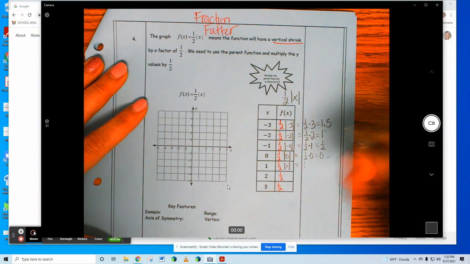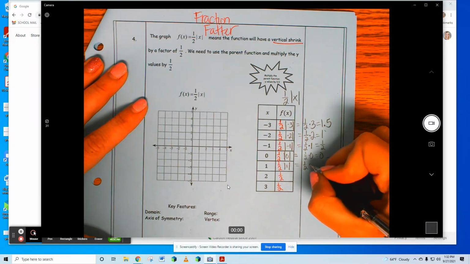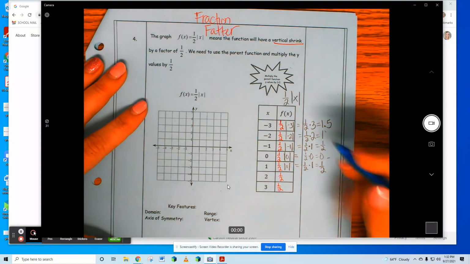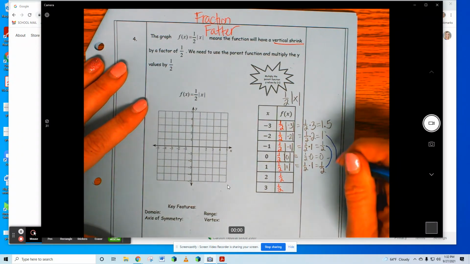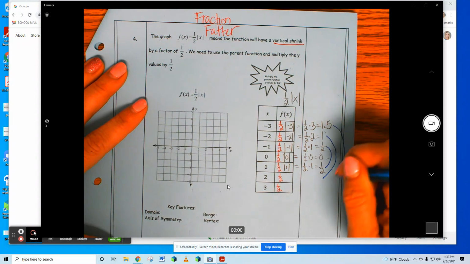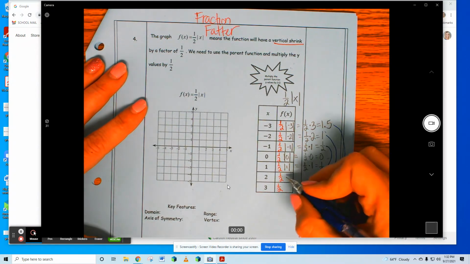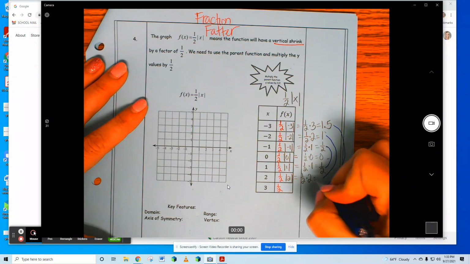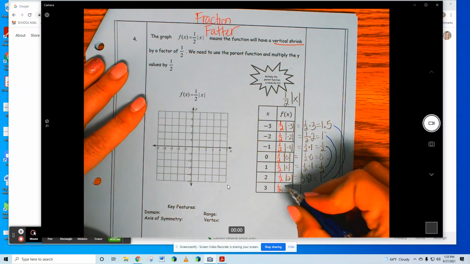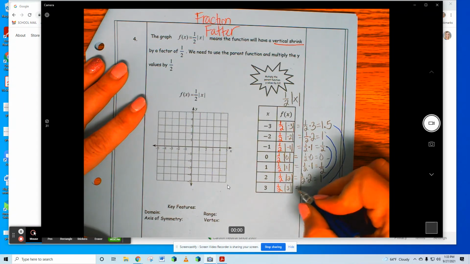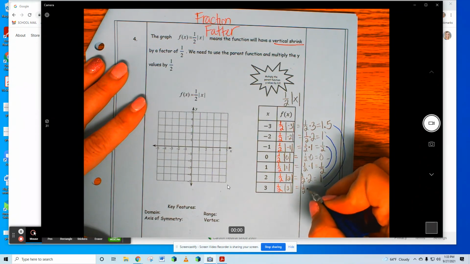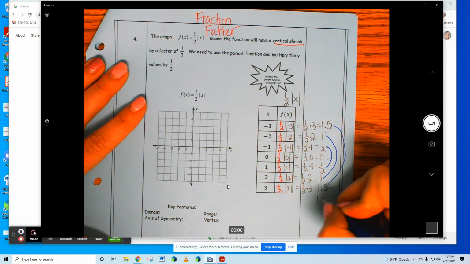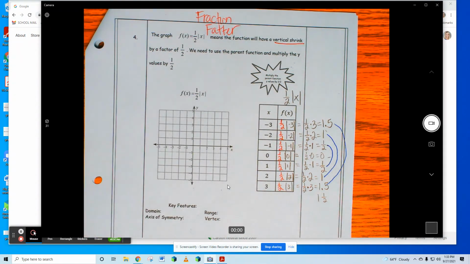Because they're all going to match up, you could actually predict the rest of your answers because you know that you're going to get this. Matchy, matchy. 1/2 of 2. 1/2 of the absolute value of 3. You could also write 1 and 1/2 as a fraction if you don't want to write 1.5.